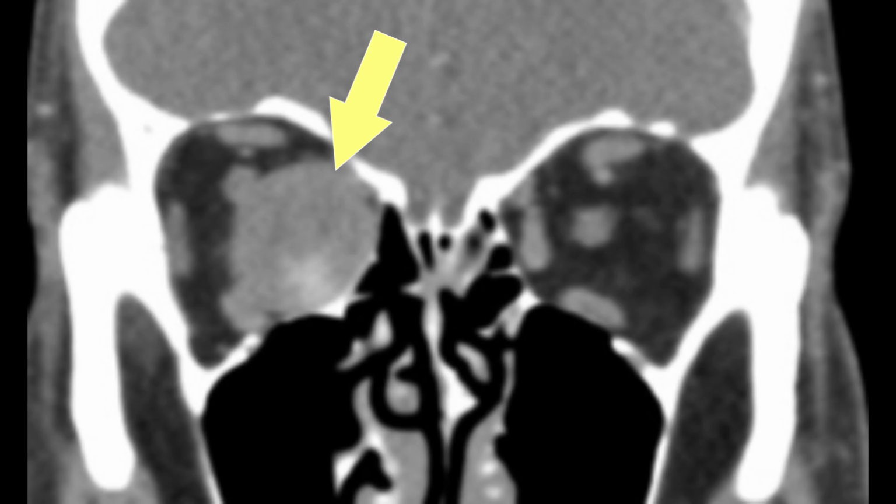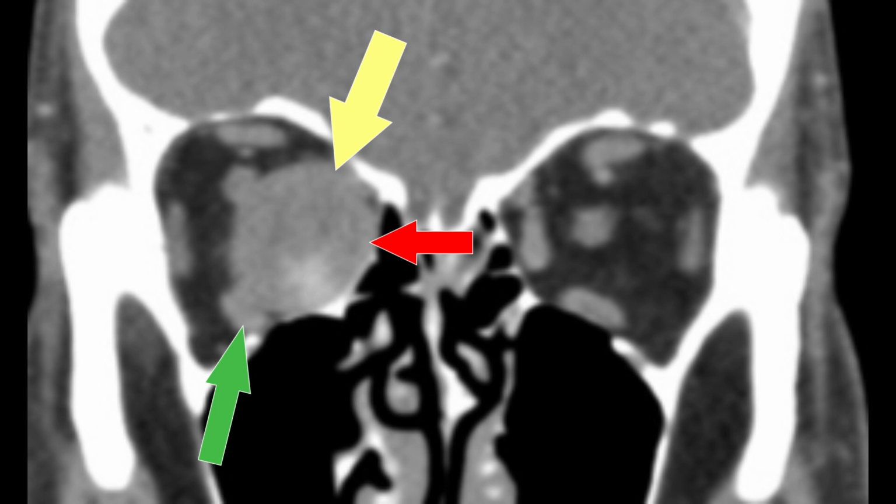On the coronal reconstruction of the same contrast-enhanced CT study, the lesion is again clearly visualized within the intraconal compartment. At this level, the mass effect on adjacent orbital structures becomes more evident. The lesion markedly compresses the medial rectus muscle, which is nearly effaced when compared with the normal appearance of the contralateral medial rectus muscle. There is also mild to moderate compression of the inferior rectus muscle, which appears slightly deformed due to extrinsic pressure from the lesion.